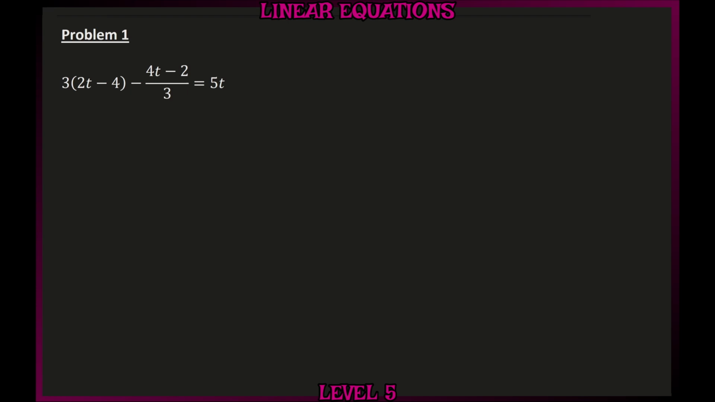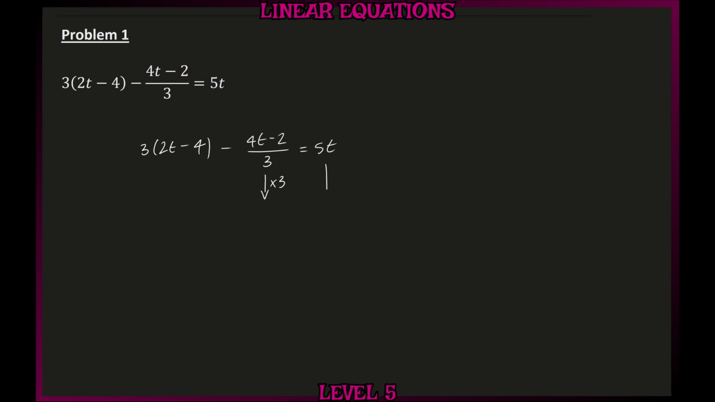In problem 1, we're solving the equation 3 multiplied by (2t minus 4) minus (4t minus 2) over 3 is equal to 5t. To start, I'd like to remove the denominator of the fraction on the left hand side. Since that denominator is dividing the numerator by 3, we can use its inverse, which is to multiply it by 3. When we multiply an equation, we need to make sure we multiply everything in that equation.